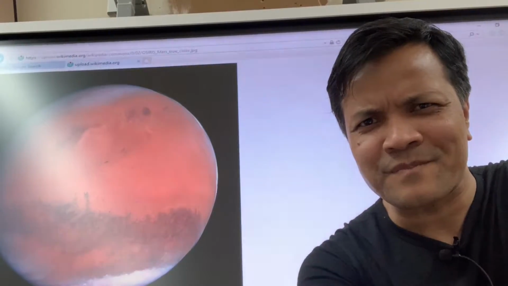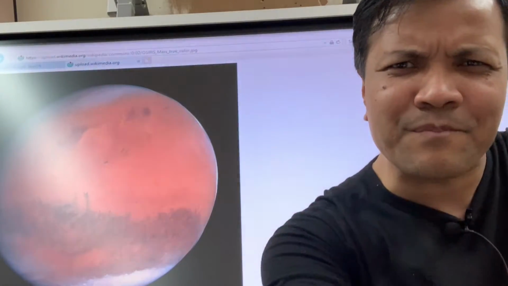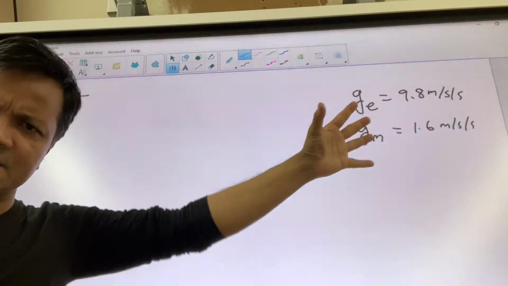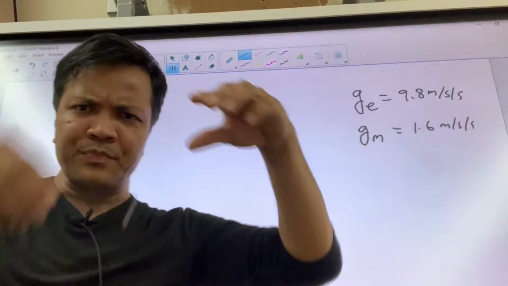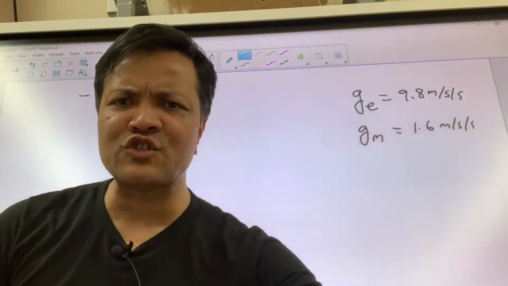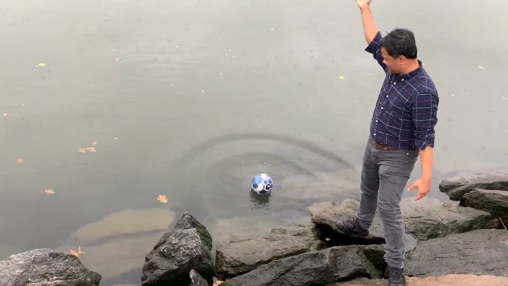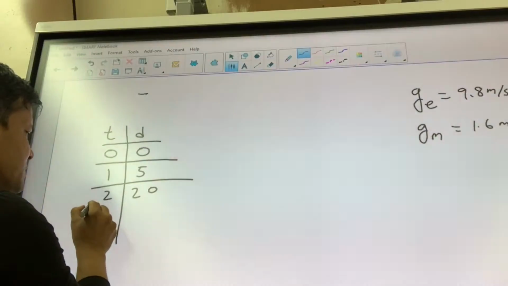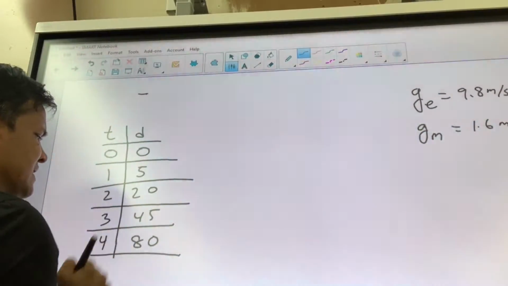I did figure it out, actually. Now I'll tell you how, and I will ask you to do the same by only sharing the data I collected. I dropped a pen from 80 meters above the ground, and I used a ruler and a stopwatch to collect this data. At 0 seconds, the distance is 0. At the end of 1 second, the ball fell 5 meters. At the end of 2 seconds, 20 meters. At the end of 3 seconds, 40 meters. And at the end of 4 seconds, the ball was on the ground, which is 80 meters.